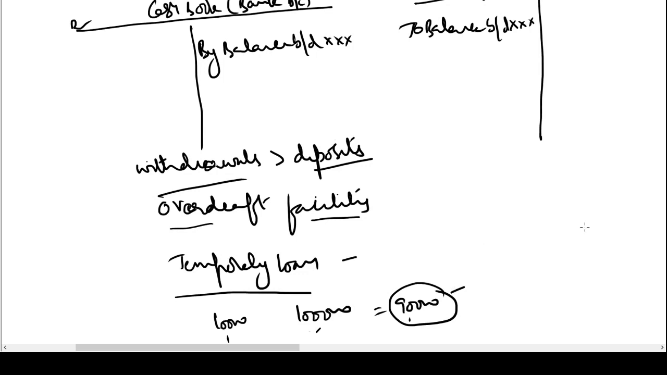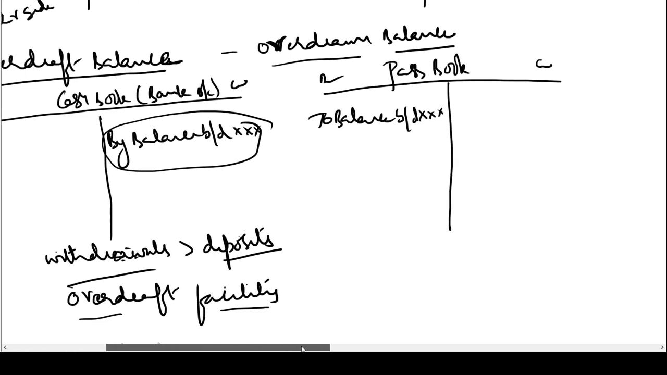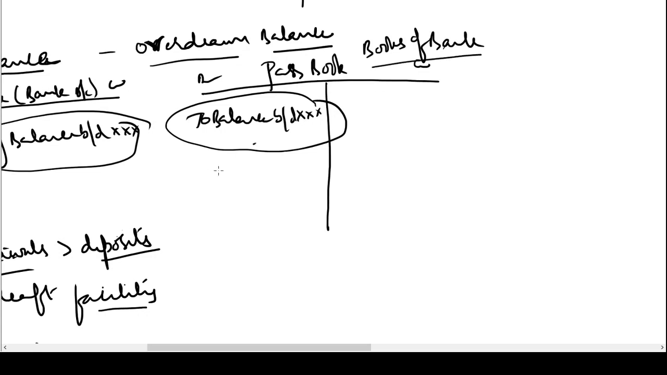Okay. Now, what do you mean by overdraft balance, overdrawn balance? It is possible only when withdrawals are greater than deposits. Withdrawals are credit, deposits are debit. So if withdrawals are greater than deposits, then you will have a credit balance in the cash book, that is the bank column of the cash book. And in the same way, in the books of the bank, the passbook will show a debit balance. So that is an overdraft balance.